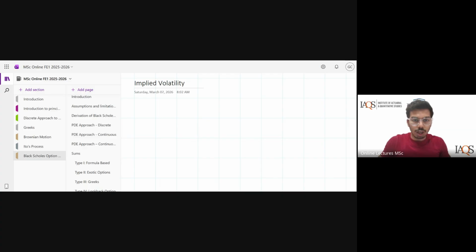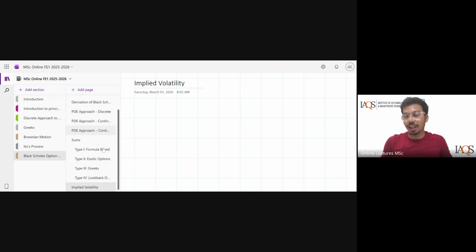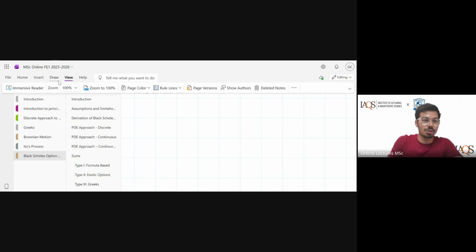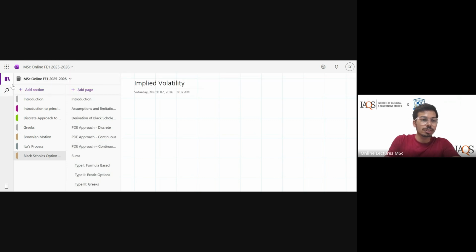Sure. Let's start. Last lecture, we completed with type 4 Black-Scholes question as well. Now, in order to just give a broad overview of the chapter of what we studied in the Black-Scholes option pricing model, we first started with looking at the introduction.